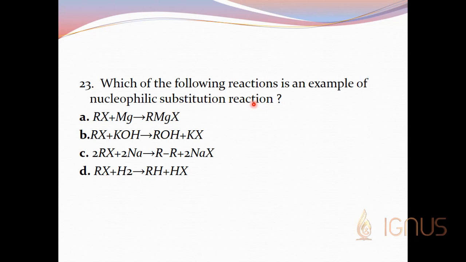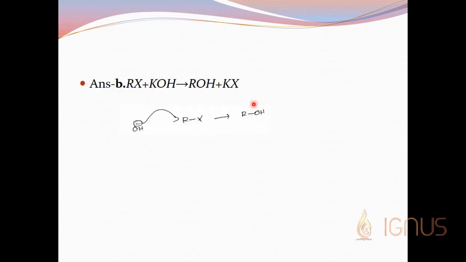Let us discuss the solution for this question. Answer is option B. Here OH minus will attack this carbon or alkyl group to remove X. Hence you will be getting alcohol as the product. This is a nucleophilic substitution.